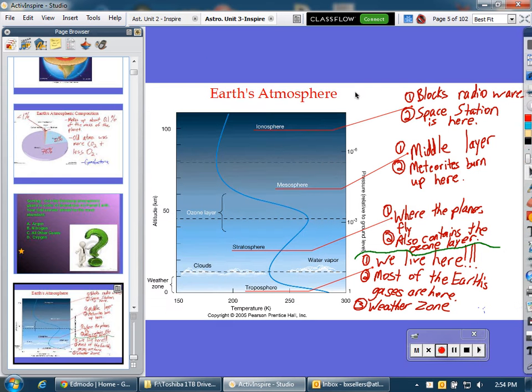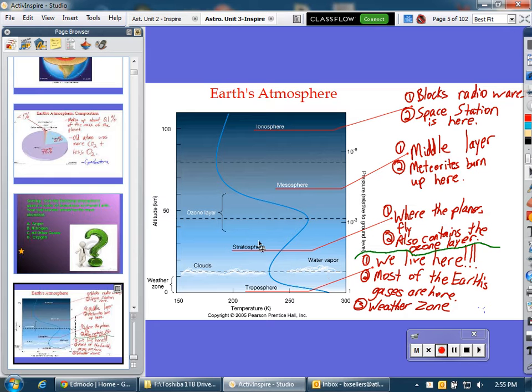Okay, so the atmosphere is broken into different layers. These layers are divided based on temperatures. You can see the large swings in temperature. This is what divides that. We live in the troposphere, which is the densest part of the atmosphere. As you go on up, it becomes less and less dense. This is where most of the Earth's gases are. It is typically referred to as the weather zone. All weather occurs in this layer, right? Because the clouds don't really condense above the troposphere.